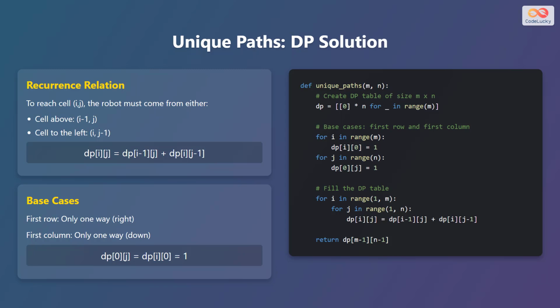Let's explore the dynamic programming solution for the unique paths problem. To reach cell i, j, the robot must come from either the cell above, which is i-1, j, or the cell to the left, which is i, j-1. Therefore, the recurrence relation is dp[i][j] = dp[i-1][j] + dp[i][j-1]. The base cases are the first row and the first column, for which there is only one way to reach each cell. Hence, dp[0][j] = dp[i][0] = 1. Below is a Python code implementation that calculates the unique paths using this approach.